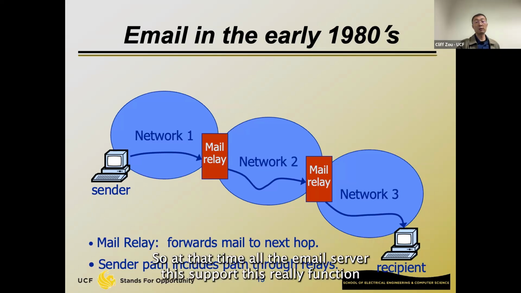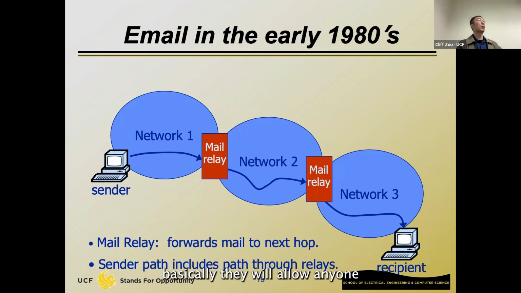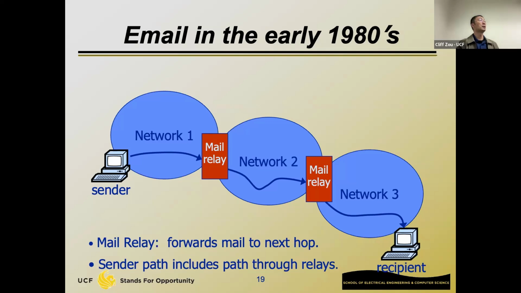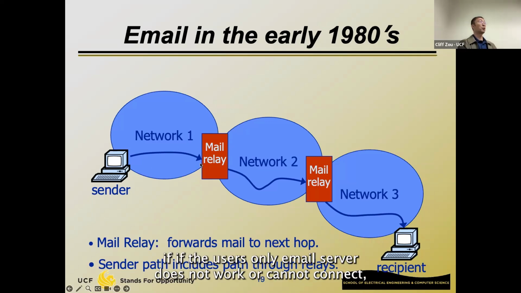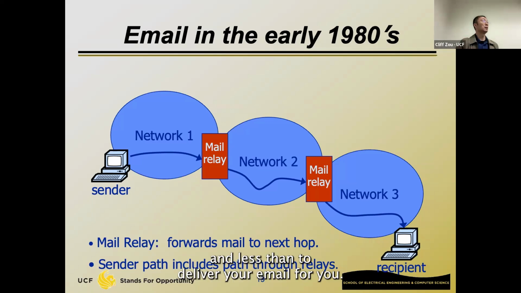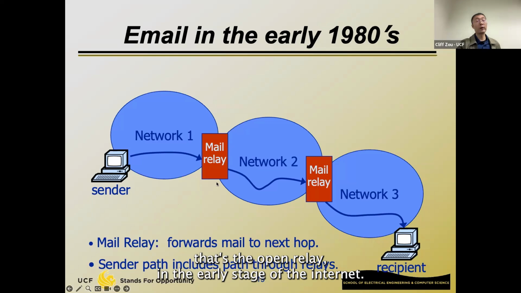So at that time, all the email servers supported this relay function. Basically, they would allow anyone to send email to anyone else. It was just like all the email servers were open houses. They would serve everyone who came in, no questions asked. In that way, if the user's own email server did not work or could not connect, the user could connect to any other arbitrary email server on the internet and let them deliver the email for you. So that's the open relay in the early stage of the internet.